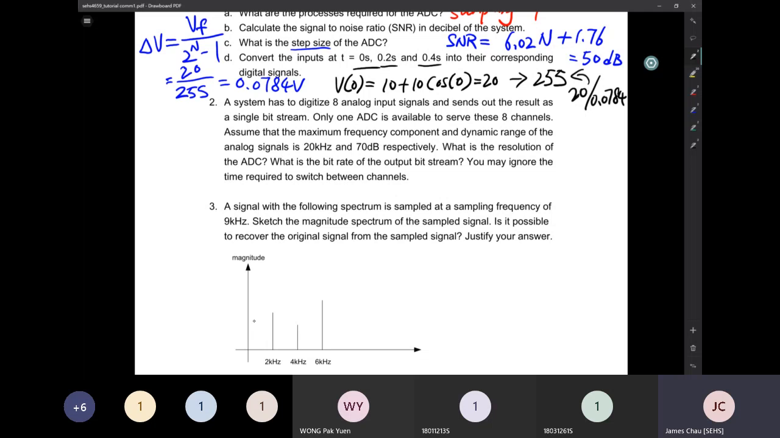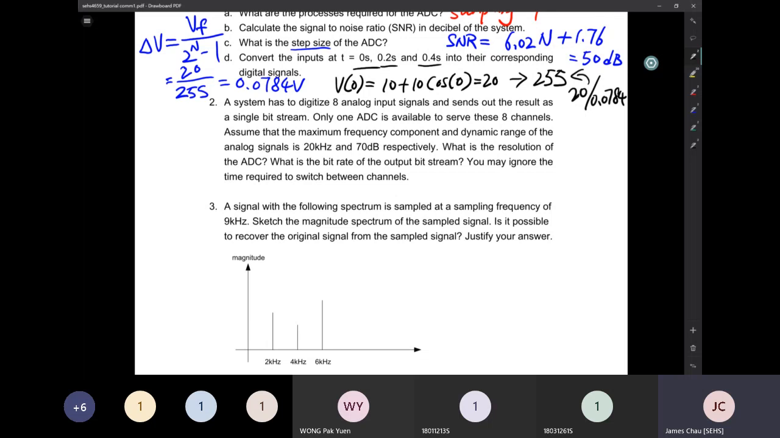Second, what is the bit rate of the output bit stream? And you may ignore the time required to switch between the channels. That means because we have only one ADC, the ADC will switch to different channels to serve the conversion. Now we assume or we ignore the time required for switching. Okay. Now we can see the answer.